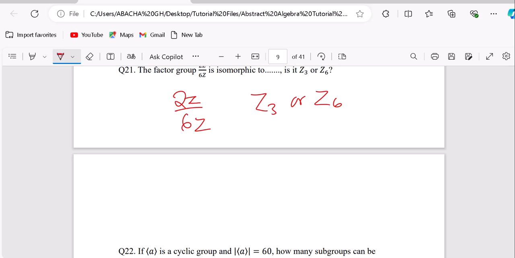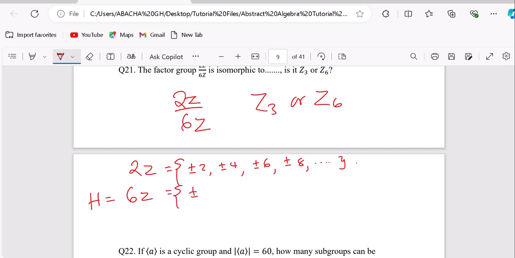If I take the group 2z, the members are 2, 4, 6, 8, and so on. And for 6z, I can represent this as h. The elements of 6z are 6, 12, 18, and so on.